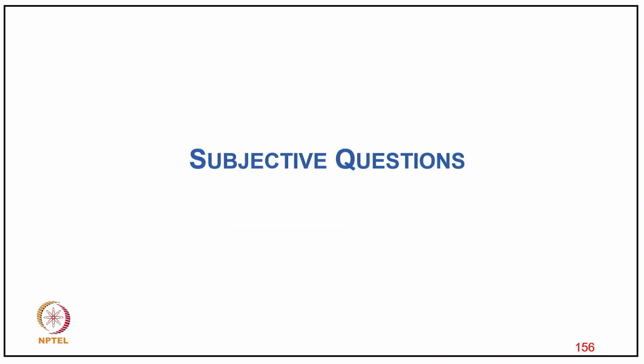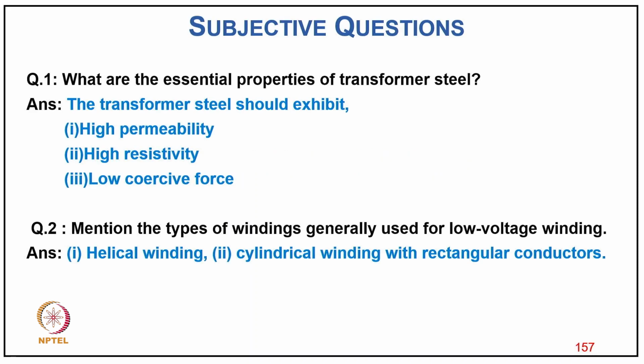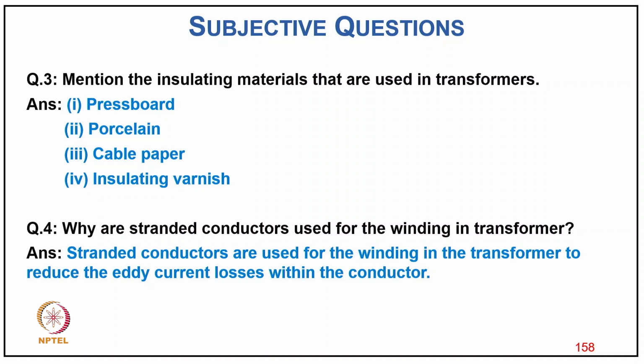Now coming to some subjective questions. What are the essential properties of transformer steel? Transformer steel should exhibit high permeability, high resistivity and low coercivity. Mention the type of winding generally used for low voltage: helical winding and cylindrical winding. Mention the insulating materials used in a transformer: pressboard, porcelain, cable paper and insulating oil.